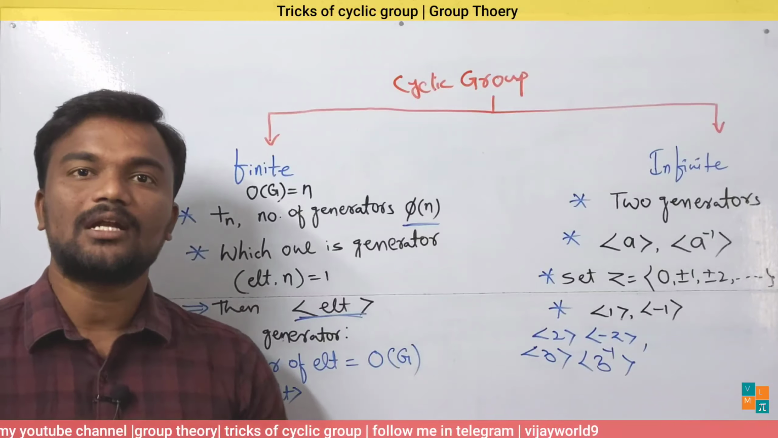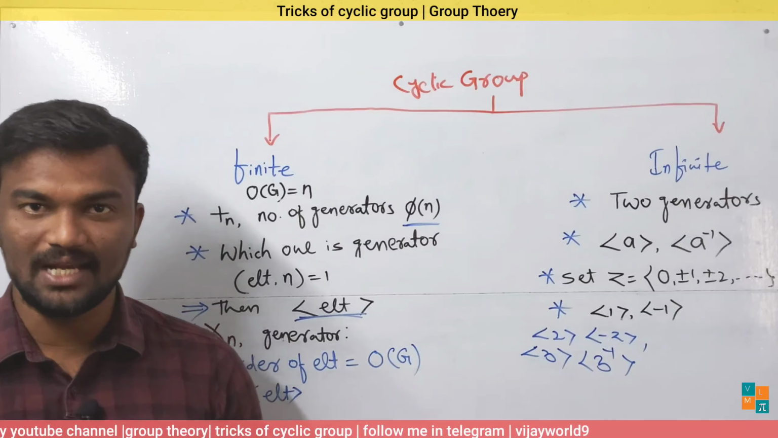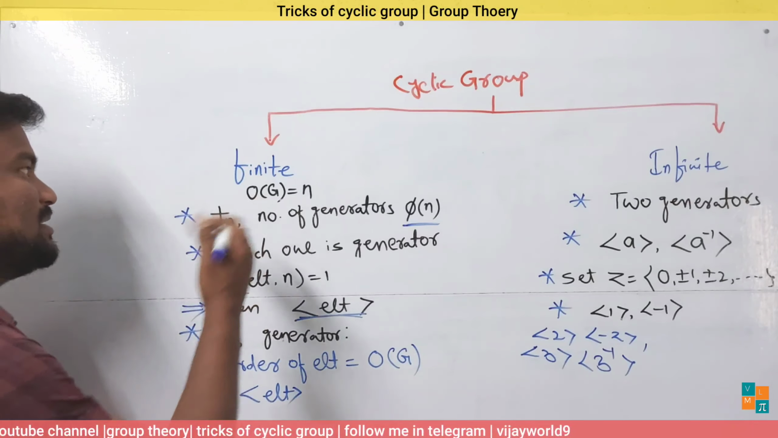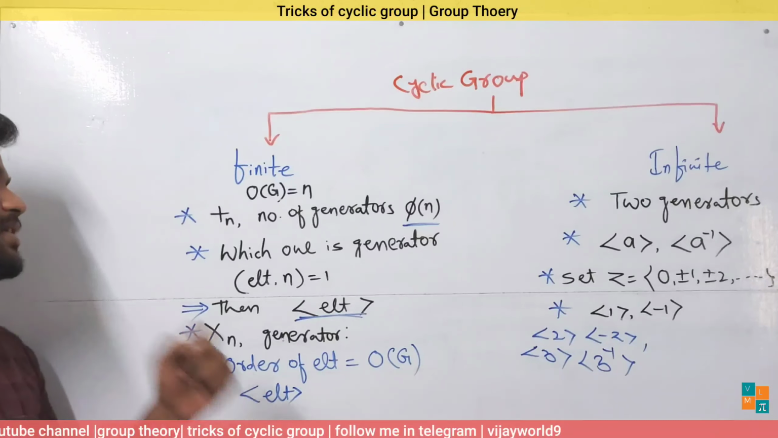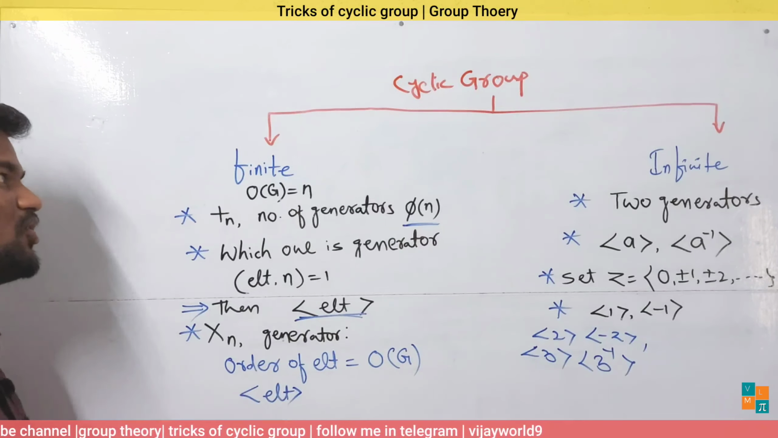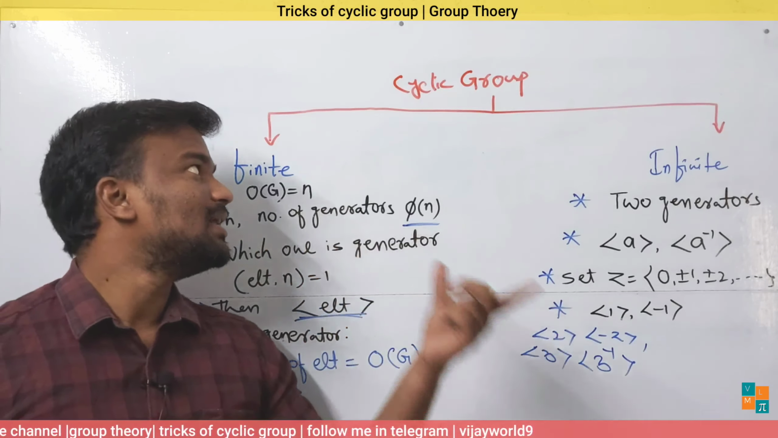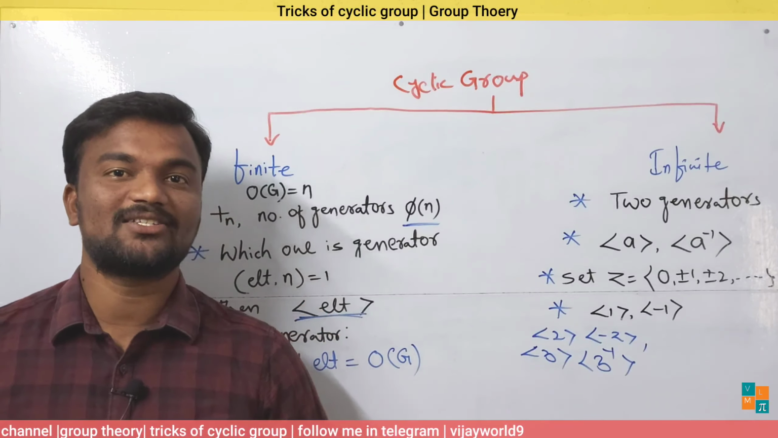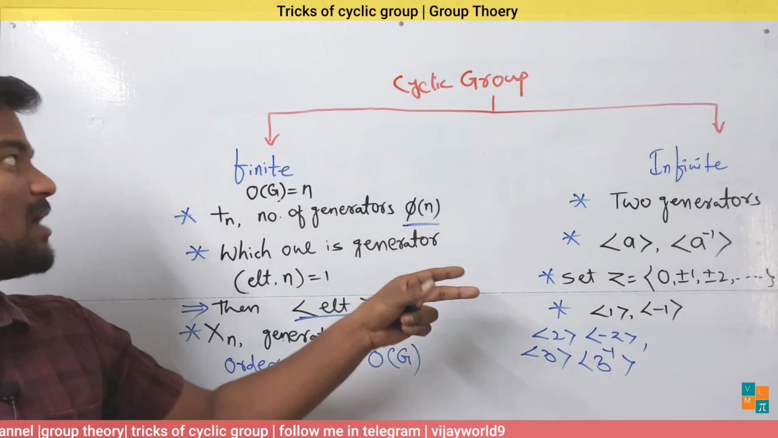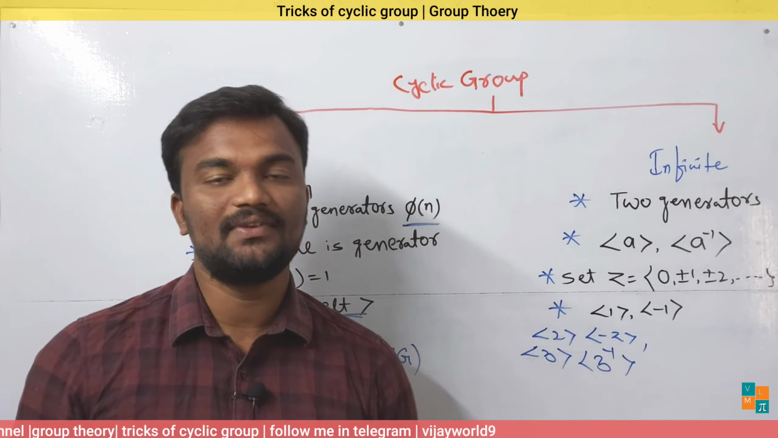Now see the second one, finite cyclic group. Finite cyclic group means that the group contains a finite number of elements. What is the order of the group? The order of the group is some finite value, that is n. Here if addition modulo n is given, then the number of generators of the finite cyclic group is given by the formula phi of n. By using this formula, we find the number of generators of the cyclic group.